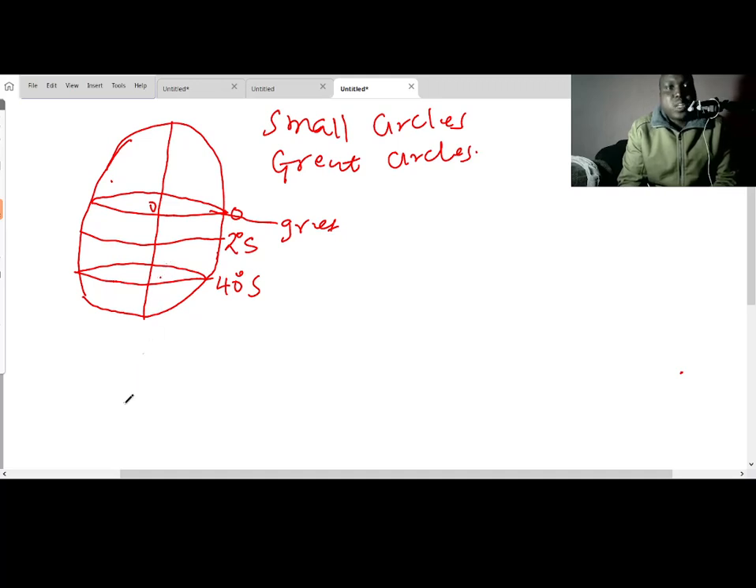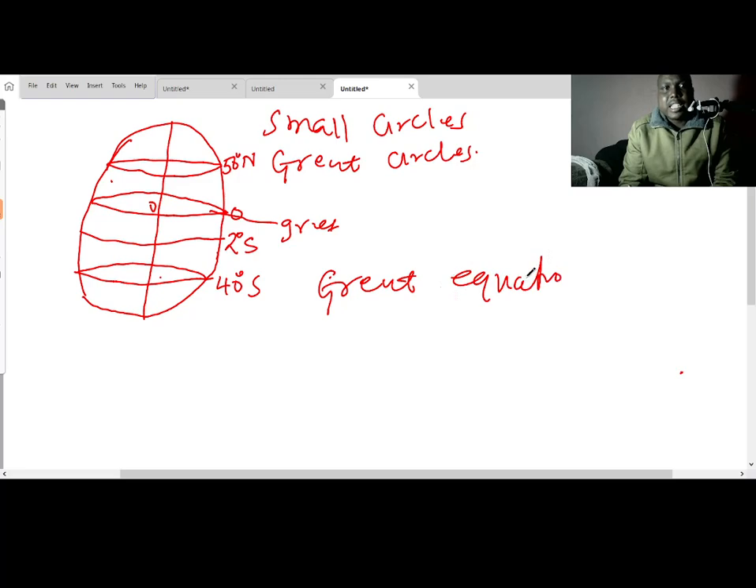A great circle is a circle that divides the globe into two. And the only latitude that does that is the equator. So anything else that is above the equator, 50 degrees north, anything above 0, that is 1 degree north, 2 degrees north to 90 degrees north, all of them are small circles. Did you hear that? All of them are small circles. Now let me go to great circle. The only latitude that is a great circle is the equator, and the equator is 0 degrees.